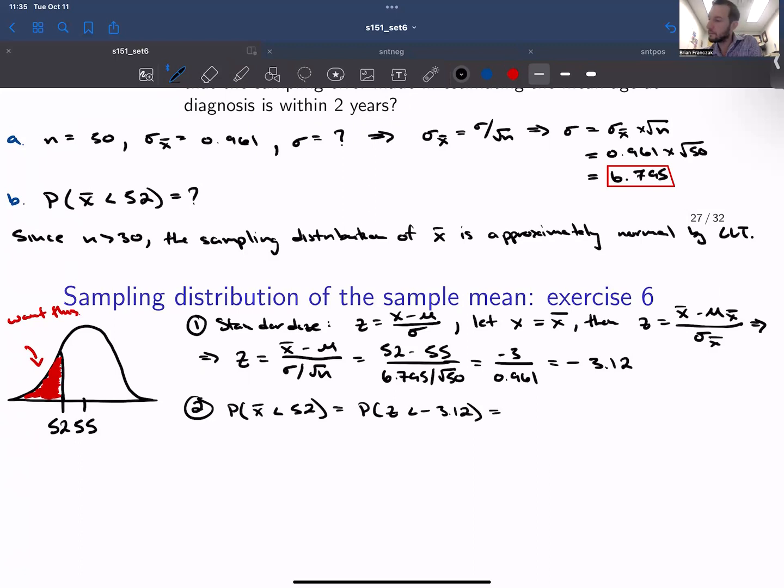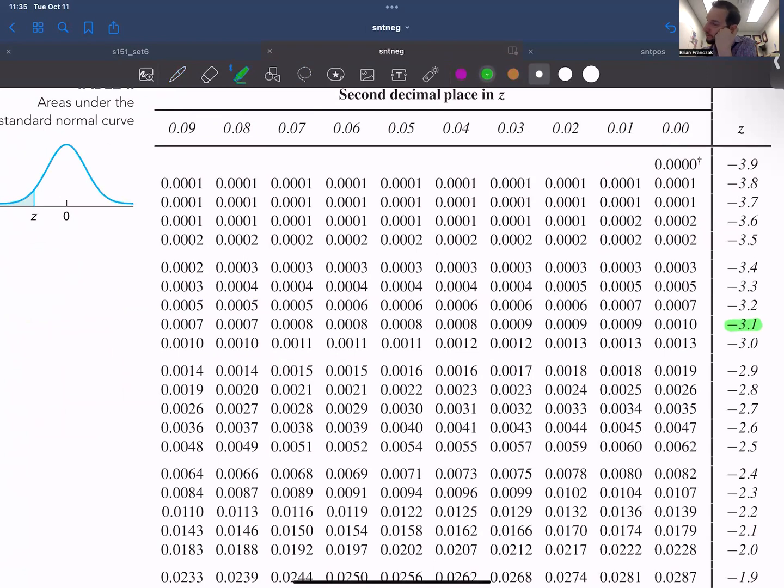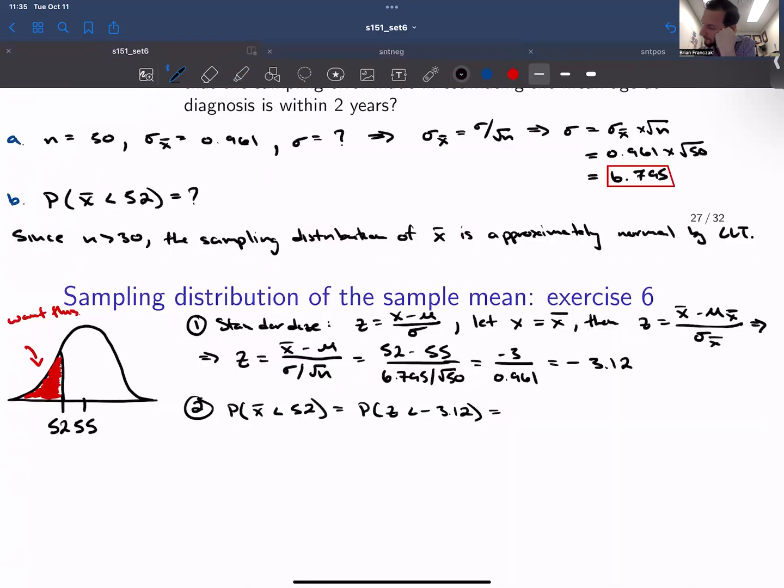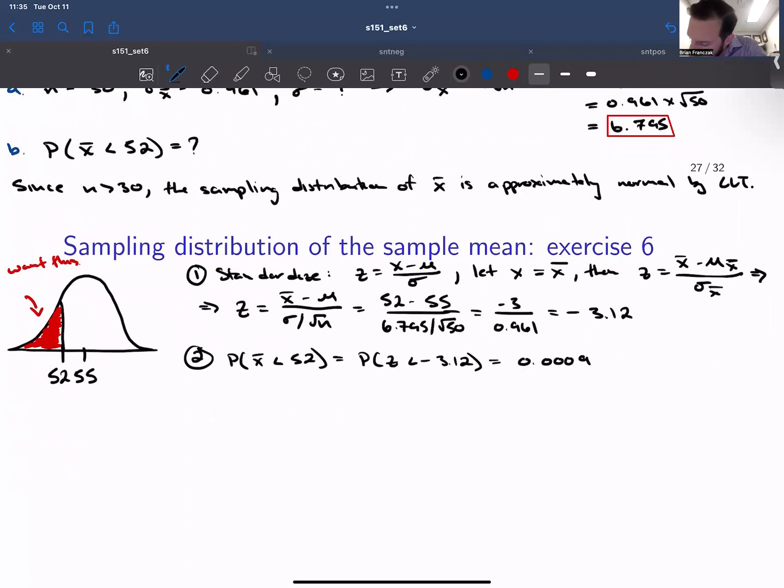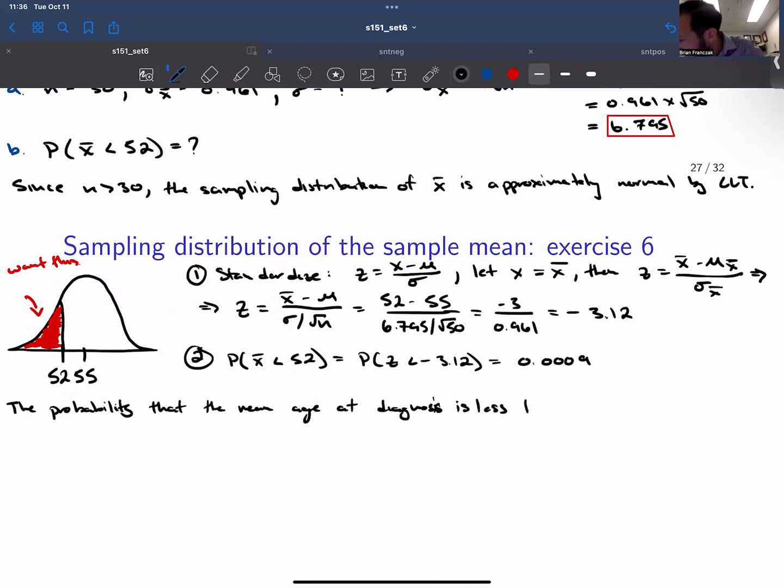So we go to our standard normal table now. We have -3.12, which is 0.009. And that's our probability. So now we can interpret this: the probability that the mean age at diagnosis is less than 52 years is 0.9% for samples of size 50.